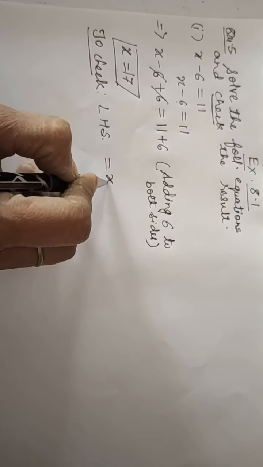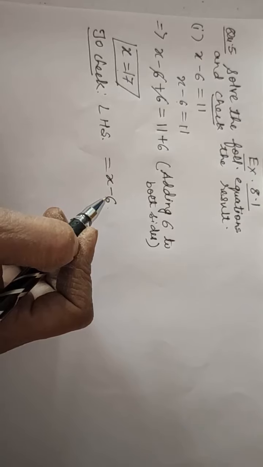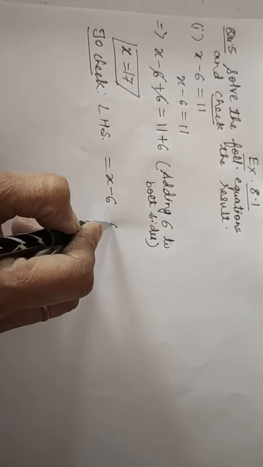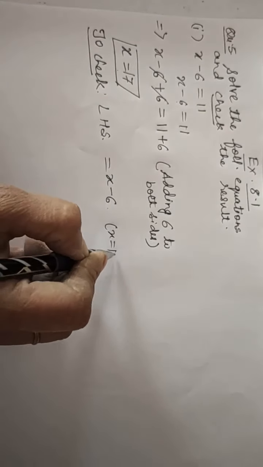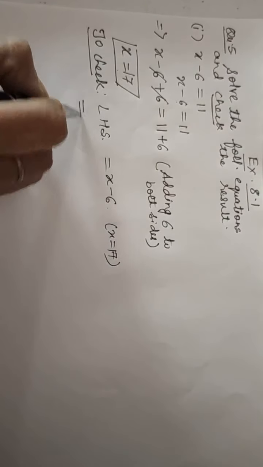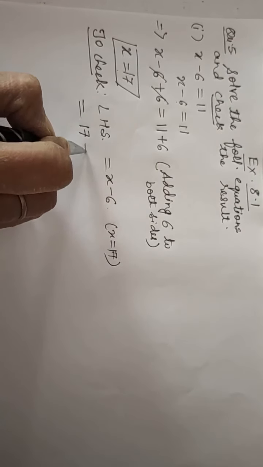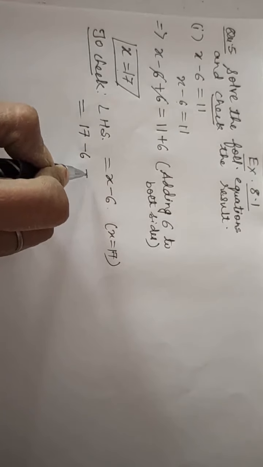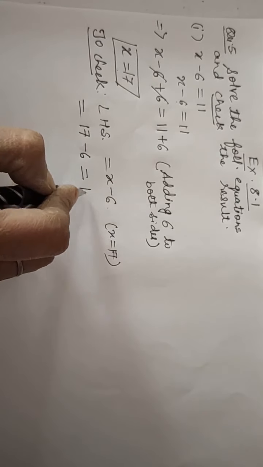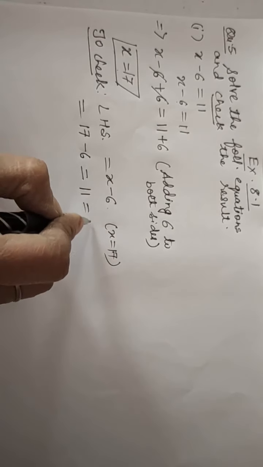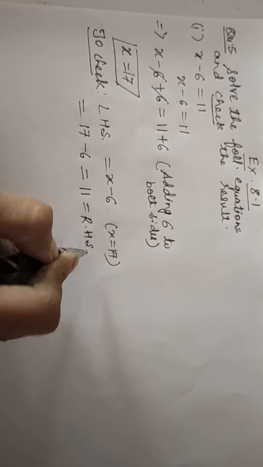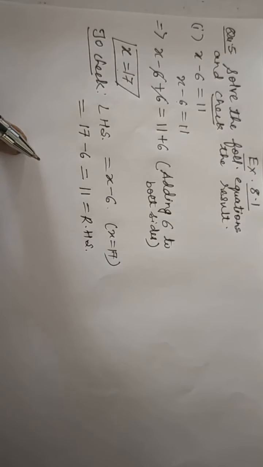What is your LHS here? x minus 6. Now you have to put what? x is equal to 17. So x is equal to 17. When I put 17 minus 6, 17 minus 6 is equal to what? 11. And 11 is what? Your RHS, right hand side. So this is how you can check all the examples. Okay, now let's move to its next sum.